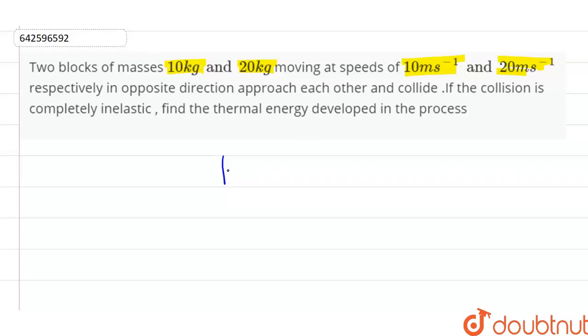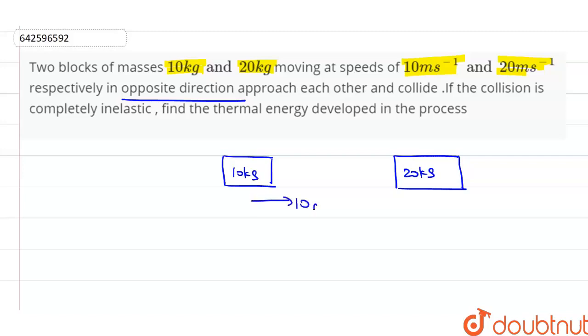So we have two blocks of masses 10 kg and 20 kg, and they are moving at speeds 10 meter per second and 20 meters per second respectively in opposite directions. So if the 10 kg mass is moving at 10 meter per second, then the 20 kg mass is moving in the opposite direction with 20 meter per second.